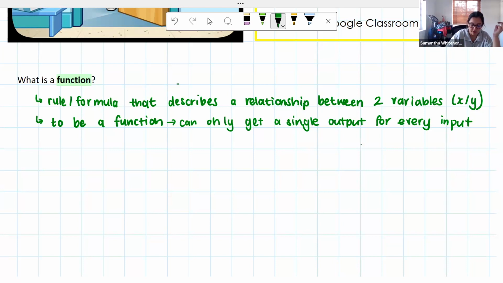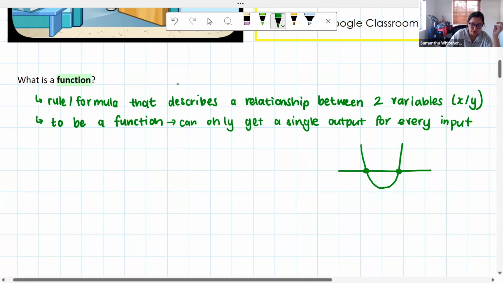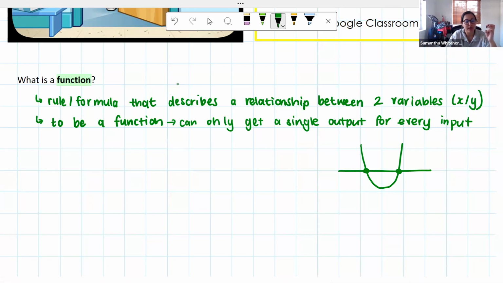I can have a situation where two different inputs give the same output, like a parabola. So if you think of a parabola, and here's our x-axis, we can have two different x values with the same y value. That's fine. But in terms of the relationship between input and output, for a single input, I should only get a single output. I shouldn't be getting multiple outputs. And we'll see why this is in a second. Otherwise, it means that we're not dealing with a function.